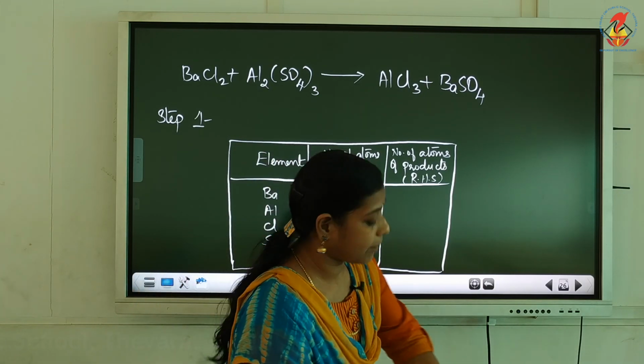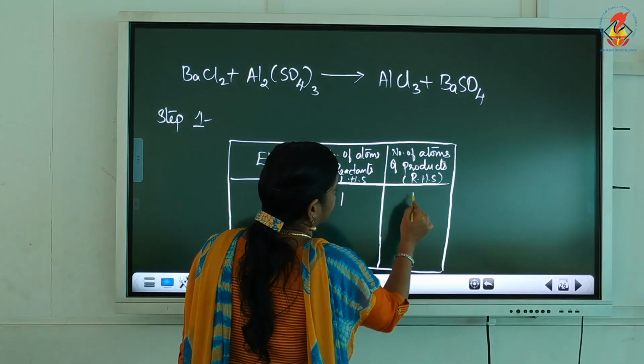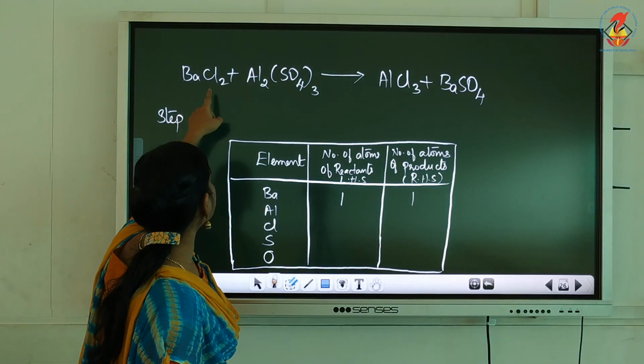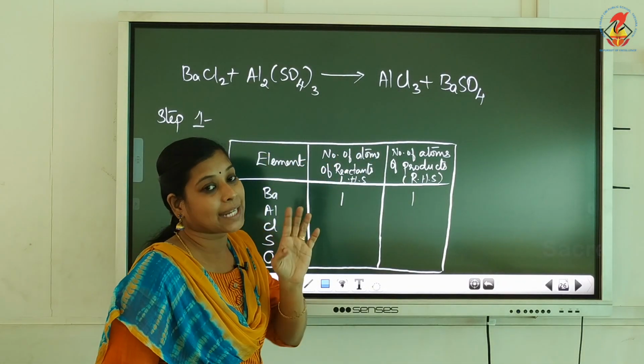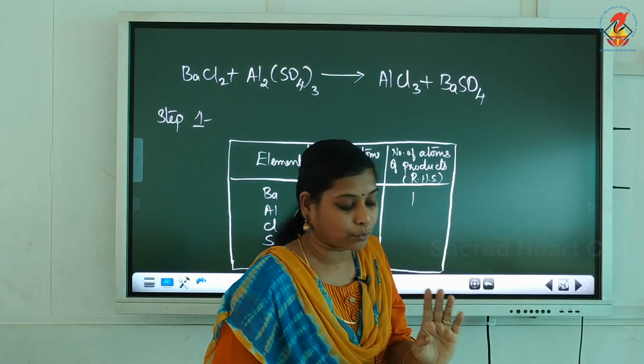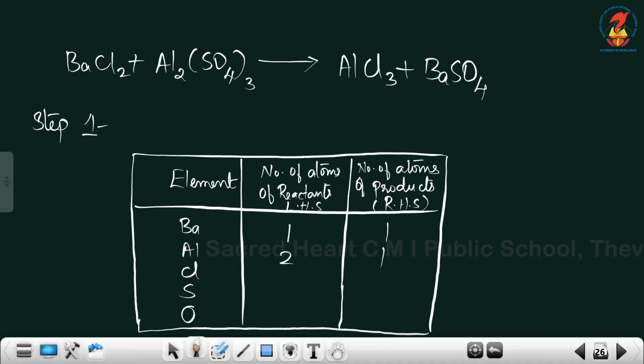Left side it is 1. Then how many barium are there on the right side? It is also 1 there. In the case of aluminum, the left side has 2, but the right side has 1. That means the equation is not balanced; we have to balance it. So aluminum 2, 1. Next is chlorine: here it is 2 and here it is 3. That is also not balanced. Then sulfur: 3 here and only 1 here, so that is also not balanced, 3 and 1.